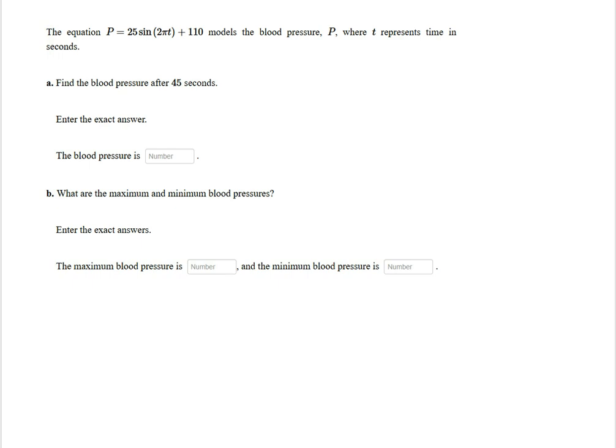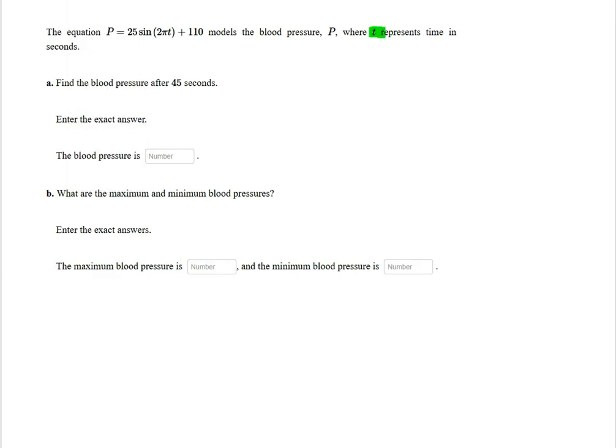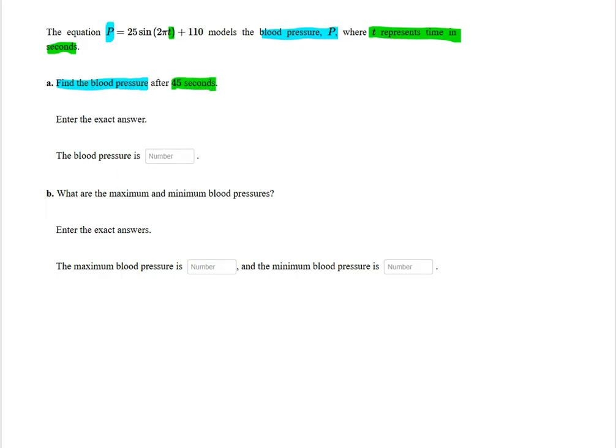The equation P equals 25 times the sine of 2 pi t plus 110 models the blood pressure P, where T represents time in seconds, and the T is right there. And then on part A it says find the blood pressure. The blood pressure is P, which is right here. So we want to find the blood pressure after 45 seconds.